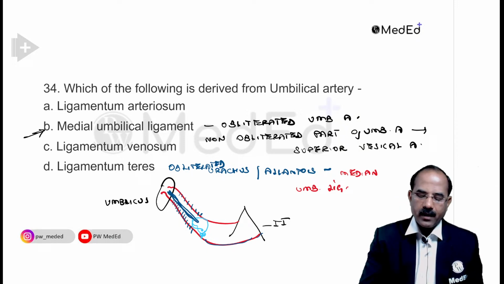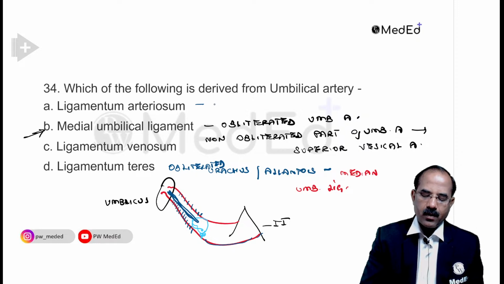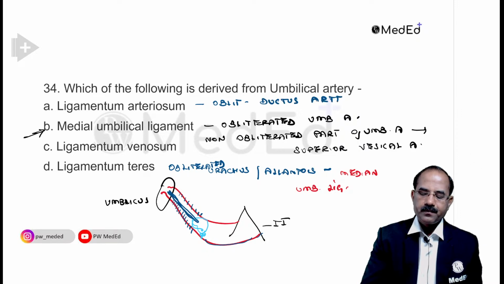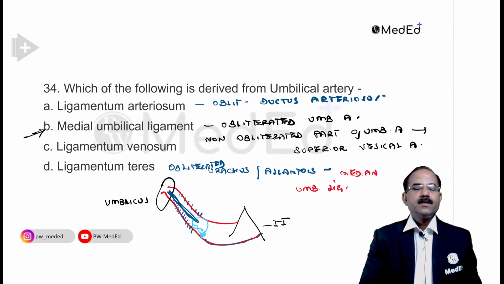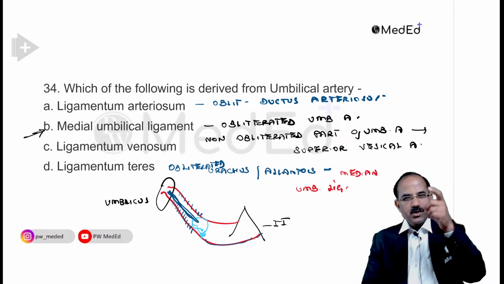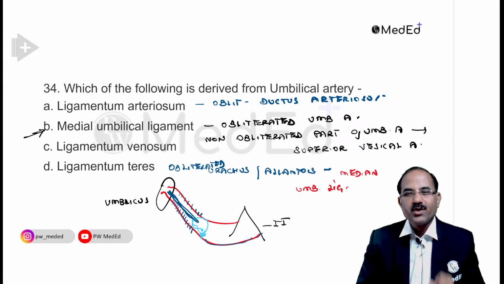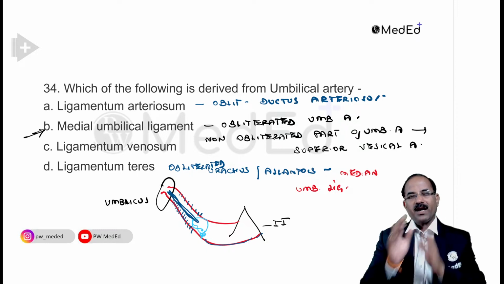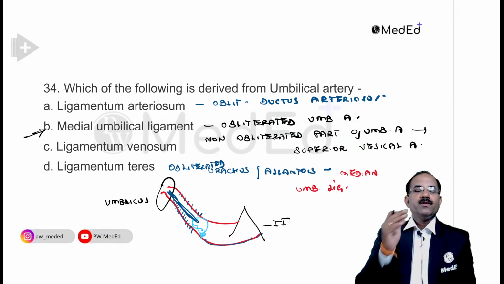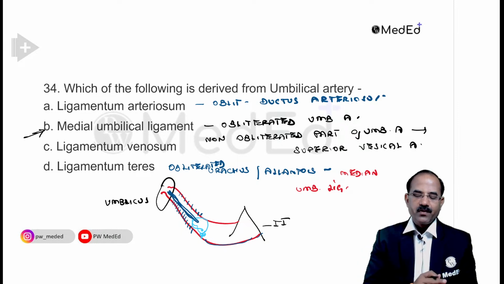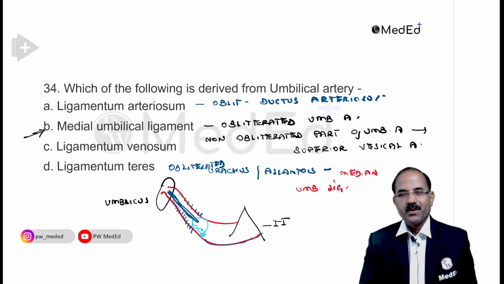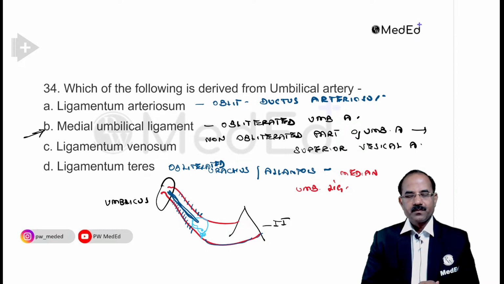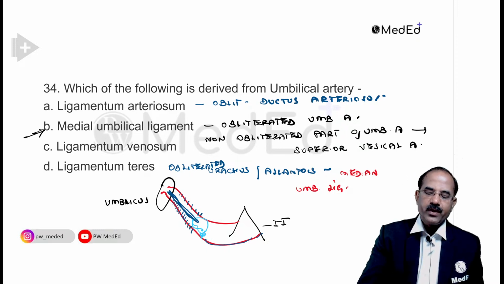Okay. What is ligamentum arteriosum? It is the obliterated ductus arteriosus. Ductus arteriosus याद है? In fetal life, there's a communication between the pulmonary artery and the arch of aorta. After birth, this communication obliterates, and this is what the ligamentum arteriosum.